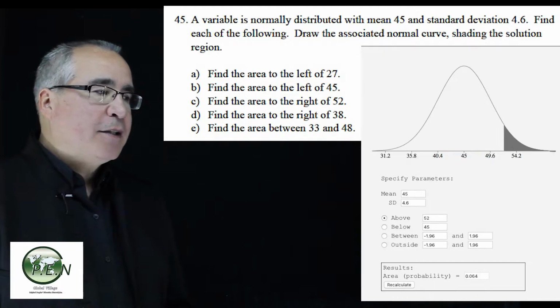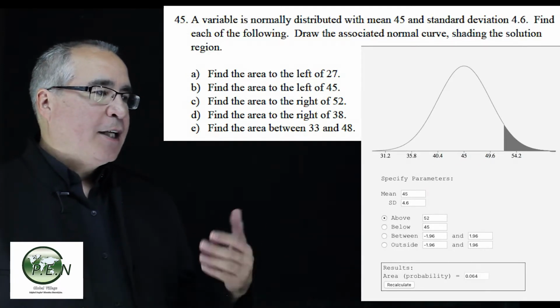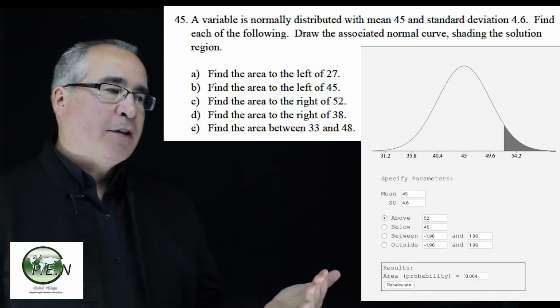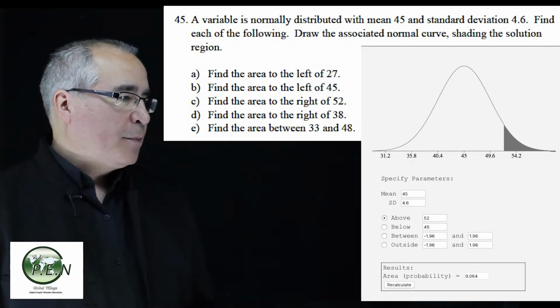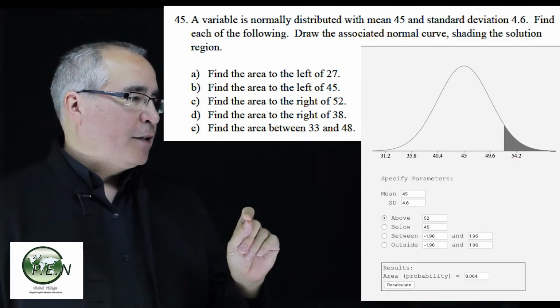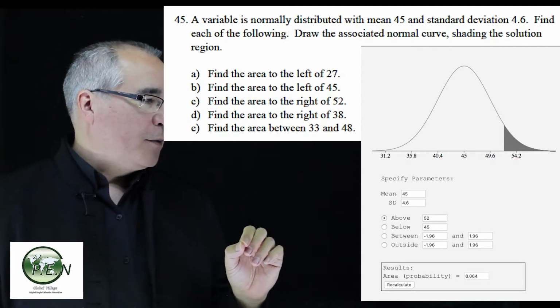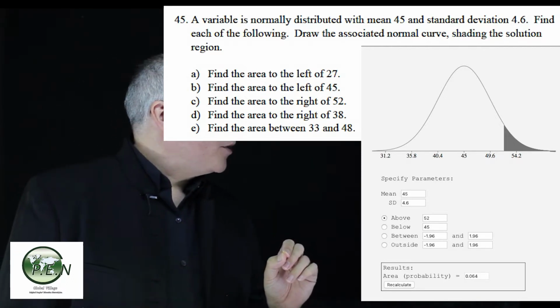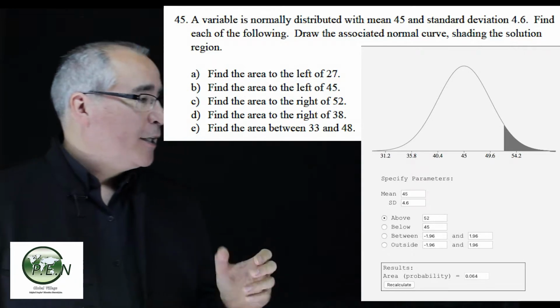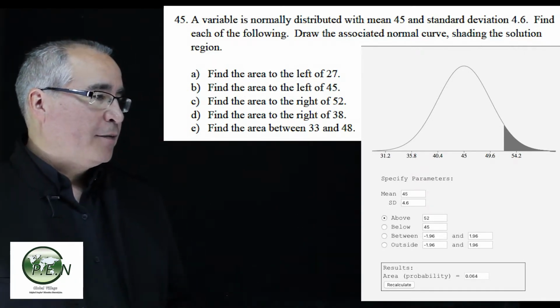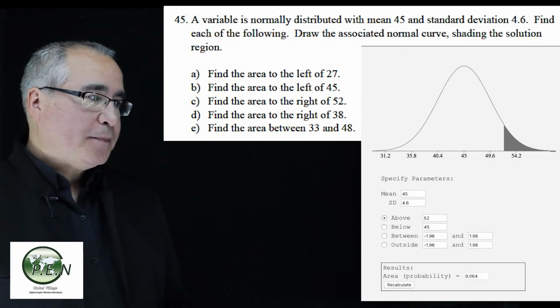So for the C part, let's move on. Again, we have everything the same, except now we want it to the right, which is above the mean. So you'll see we have above selected, and I've entered the number 52, hit recalculate, and we see that we get 0.064, so 6.4% is to the right of 52.